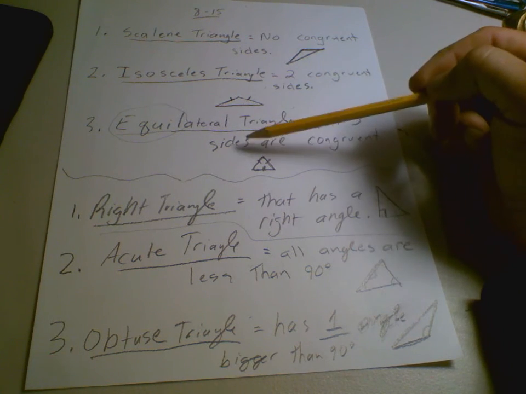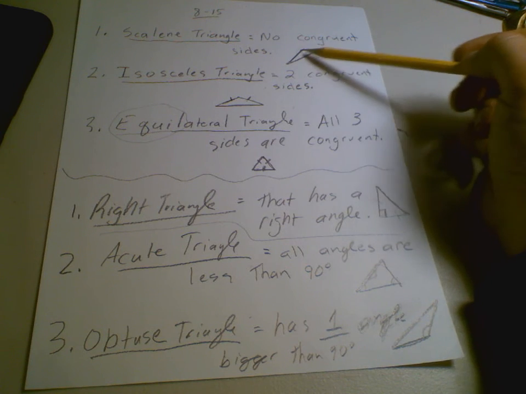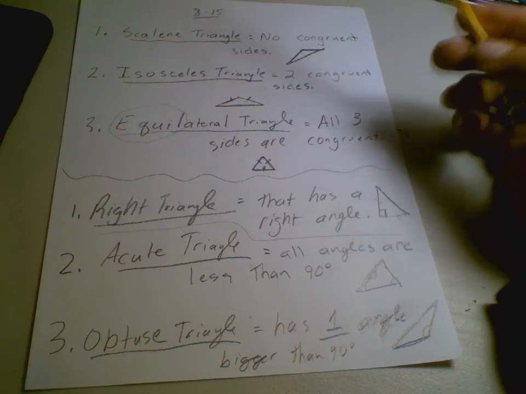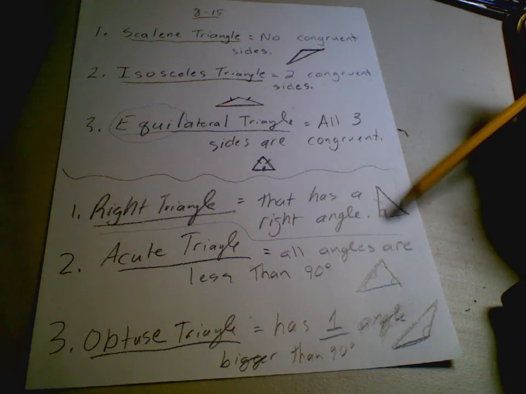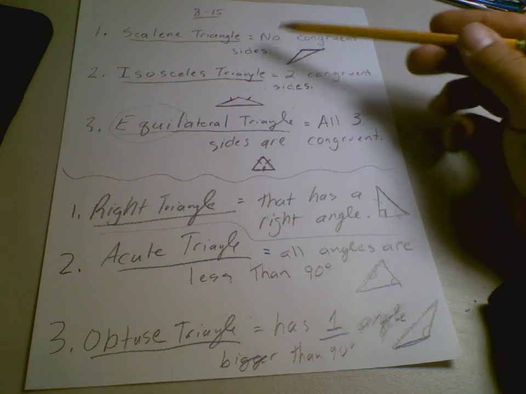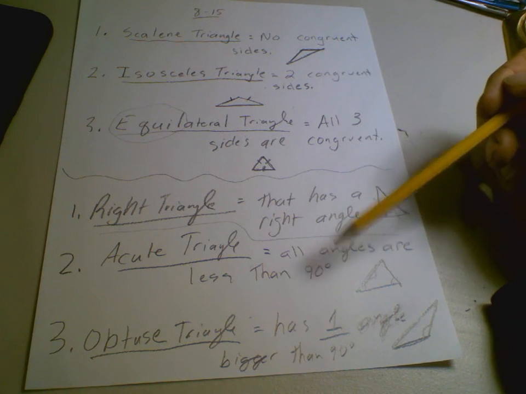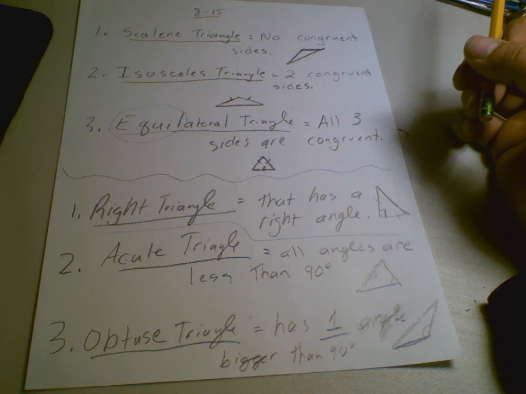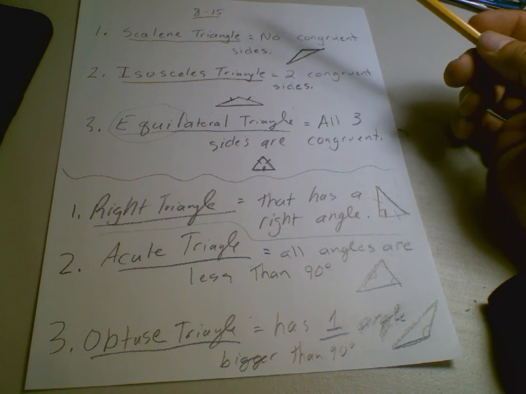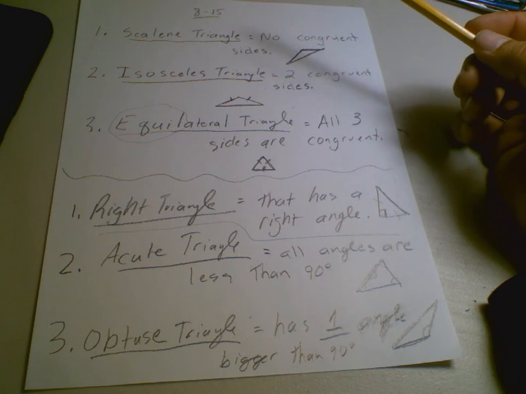The top 3 are classifying the length of the sides. The bottom 3 are classifying the angles. Like I said, you're going to have all 6 of these to define on your homework. I just gave you all the answers for the top of the homework. It's basically fill in the blank.